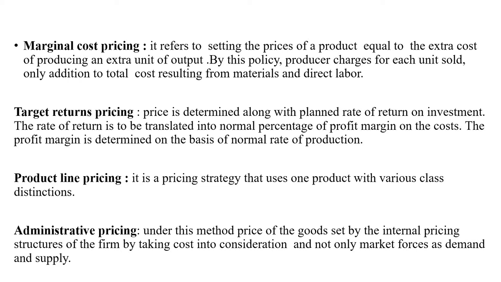Next is administrative pricing. Under this method, the price of the goods is set by the internal pricing structures of the firm, by taking cost into consideration and not only market forces such as demand and supply. So already we studied that in setting the price, demand and supply, that is, market forces, affect more, correct? So in administrative pricing, they concentrate more on the internal pricing or the cost whatever they incur to produce, and not more on what demand is there, what supply is there, and what the competitors' price is.